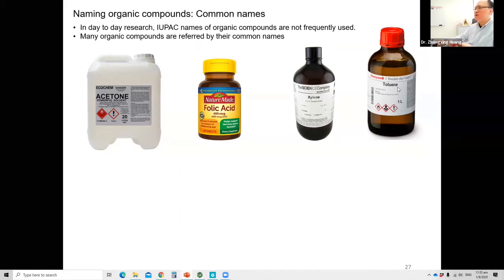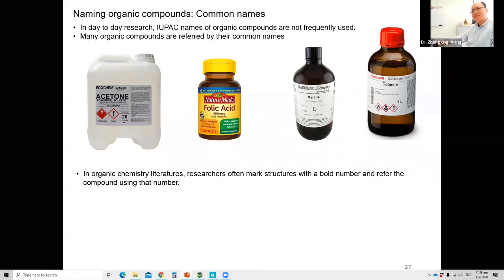And toluene, we don't say, oh, could you hand me the 1-methylbenzene? No, it's called toluene. Xylene is a dimethylbenzene, a benzene substituted with 2 methyl groups. We don't say, oh, today I'm going to use some 1,2-dimethylbenzene as my solvent. No, we just say, today I'm going to use xylene.